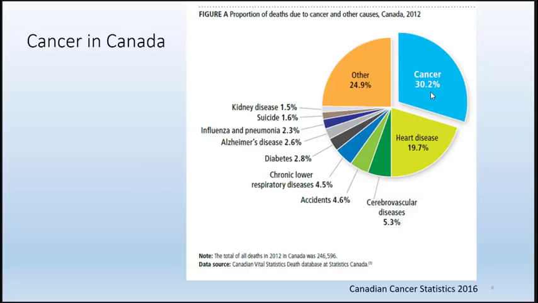This slide shows you the different causes of death in individuals within Canada in 2012. And what you probably can notice right away is that half of all deaths are due to cancer and heart disease. And it wasn't that long ago that heart disease was actually the #1 killer, but now it's cancer. So cancer is the #1 cause of death in Canada. But why? Well, a couple of reasons.